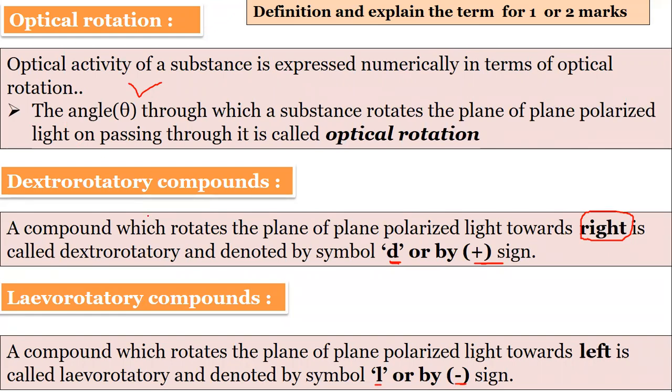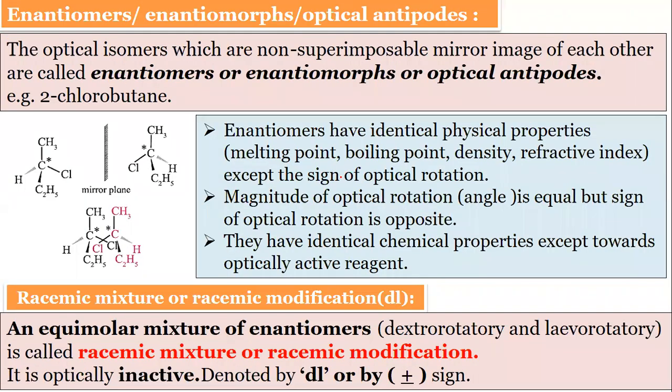So these definitions can be asked in the examination. Define optical rotation, define dextrorotatory compounds, define laevorotatory compounds, define chiral carbon, define optical activity. For definition purposes, all this is important. Okay. Now the next point is enantiomers. So you have to join again.